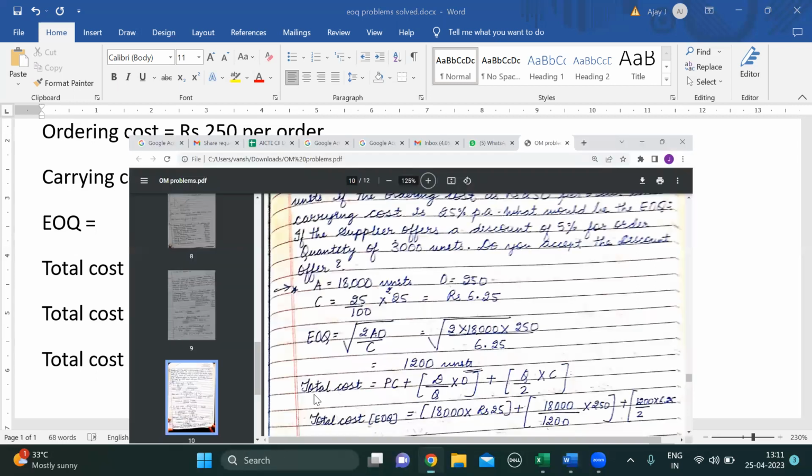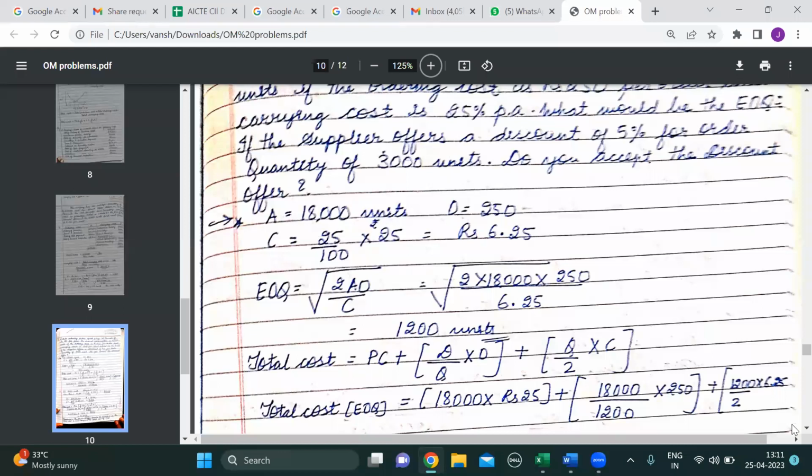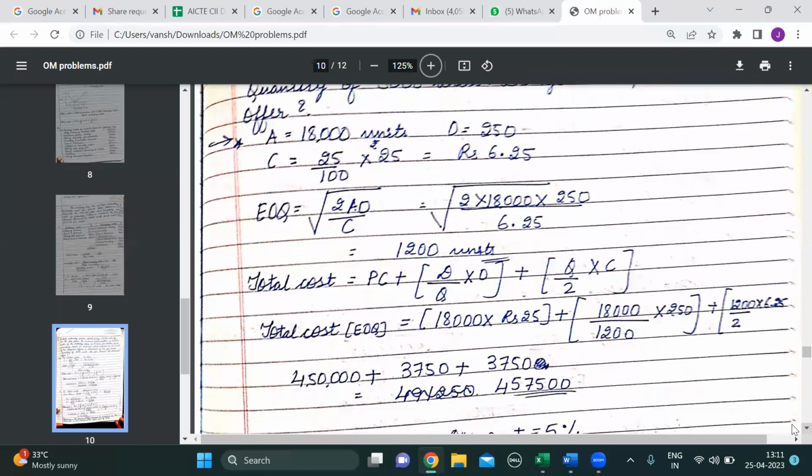So the same is done here. You can see 18,000 into 25 plus 18,000 divided by 1200 into 250. Once we solve it, we get a total cost of 4,57,500. And you can see here the ordering cost and carrying cost are same. Means if we put it in the graph, they will intersect, and when they intersect, that is the optimum order quantity. So purchase cost 4,50,000 plus ordering cost 3,750, carrying cost 3,750, total 4,57,500. If you order through EOQ, this is the cost.